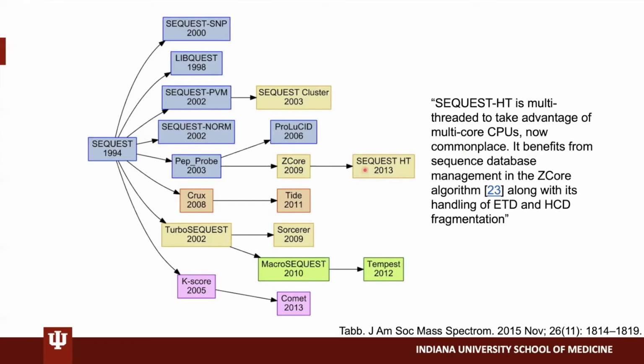And so it benefits from some other algorithms as well. And it also allows for handling of different types of fragmentation data, including electron transfer dissociation, which is an approach that we have on the Lumos mass spectrometer, and higher collision dissociation, which is actually employed on all of the mass spectrometers that we have in the core right now. So those are both different options, in addition to collision-induced dissociation, which it was designed for originally in SEQUEST in 1994.